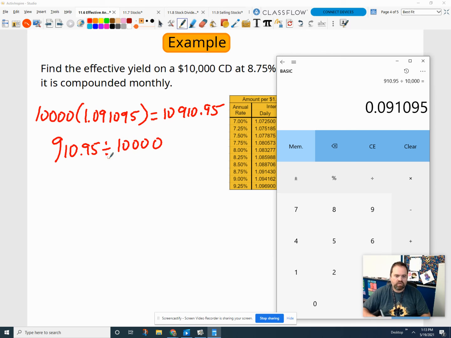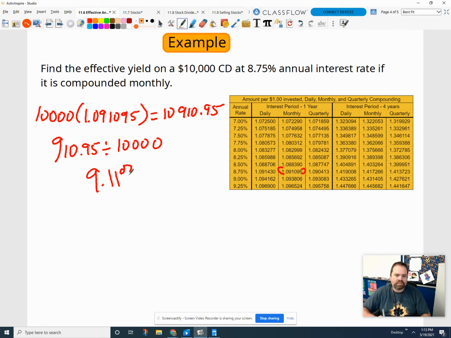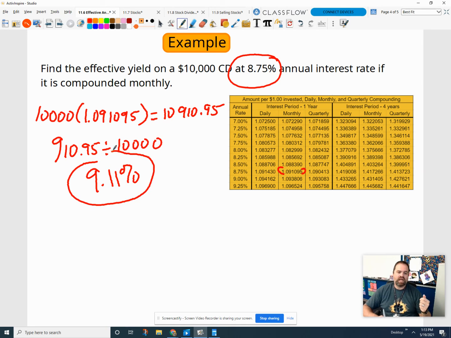So that is going to be 9.11%. You might be asking yourself, what's the point? The CD's rate is 8.75%, but like I was saying, because of the compounding, it's as if he had invested this at 9.11% simple interest, which is compounded just once at the end of the year. That levels the playing field, and you can compare that to previous investments. So kind of neat. 8.75% isn't really 8.75%.